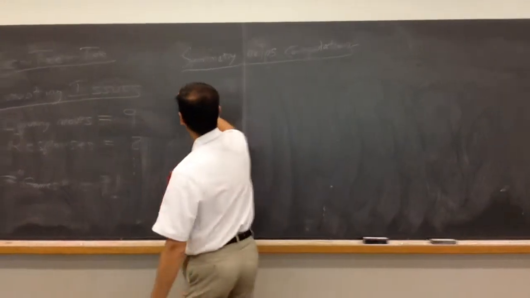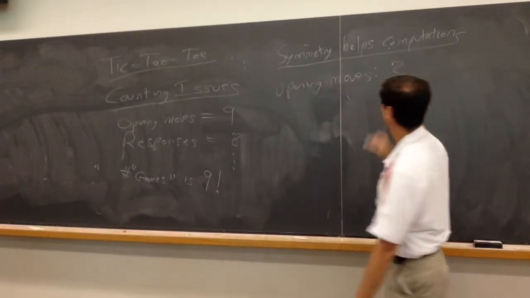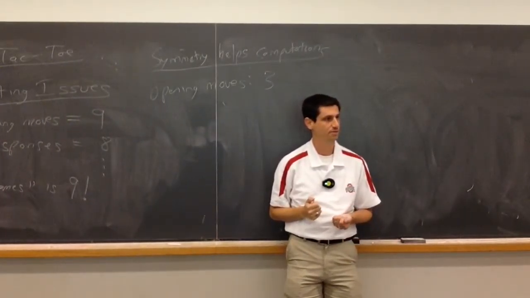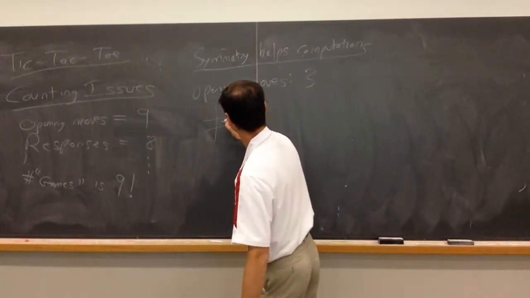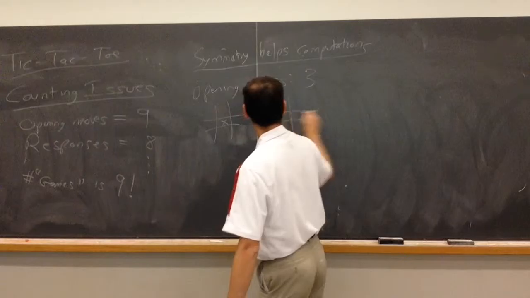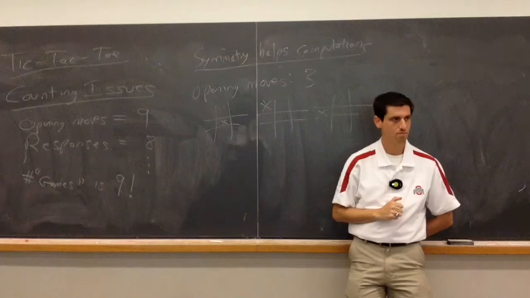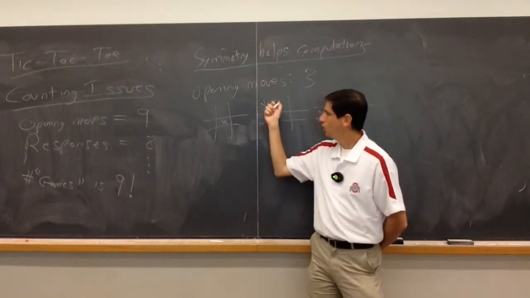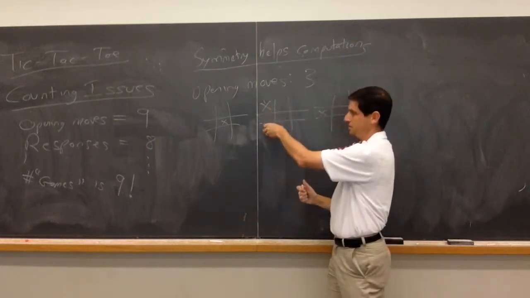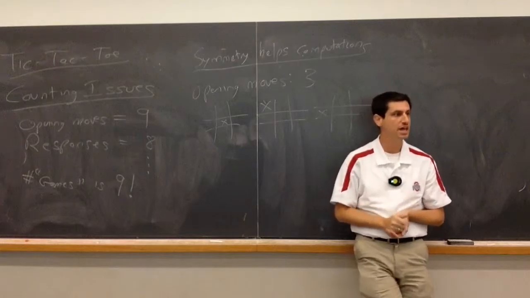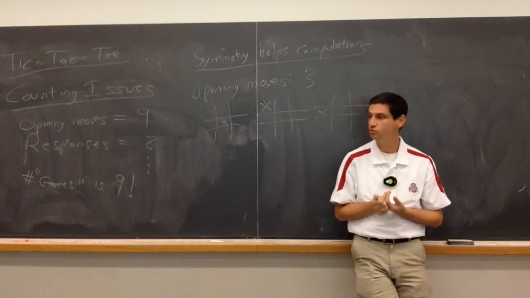3. And what are those 3 moves? Middle, side, and corner. We normally call it center, corner, and then middle. That's it. If I move in this corner, I can rotate, and then it's here, or here, or here. They're the same move. So in terms of trying to analyze the paths of tic-tac-toe, there's really only 3 opening moves.